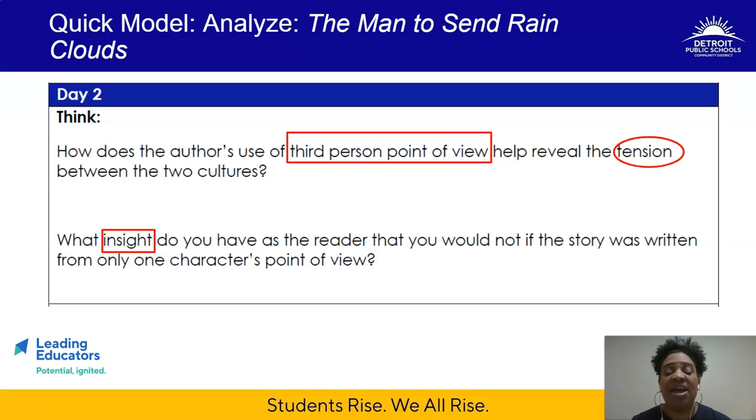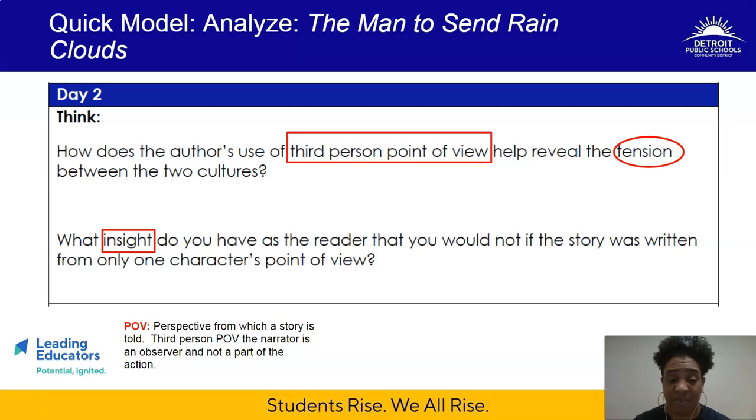So remember that point of view is the perspective from which a story is told, right? Third-person point of view is the particular perspective where the narrator is just an observer and is not a part of the action. All right, so the third person narration piece means that this is not a character in the story, just kind of a distant observer. So you're only getting facts from the outside, not as a character intimately involved in the action of the story.